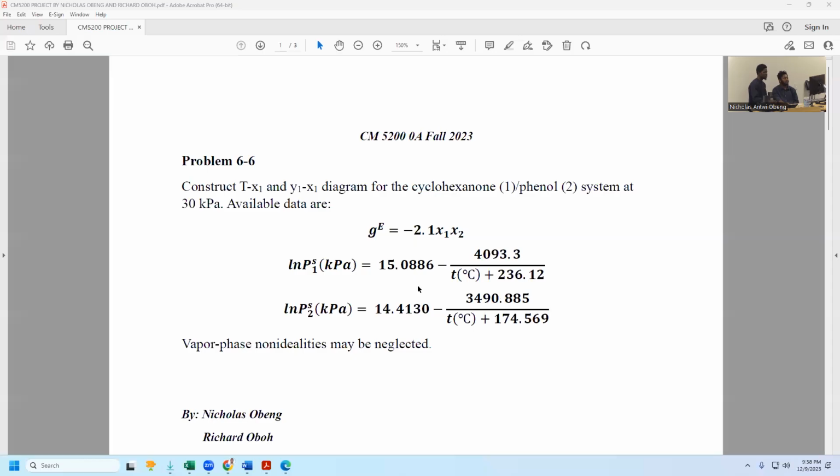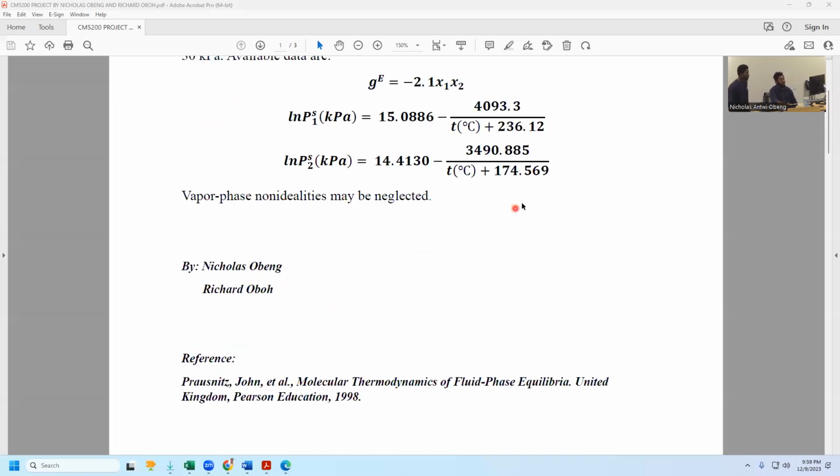Okay, so we are here to take you through the solution of problem 6.6 in Molecular Thermodynamics of Fluid-Phase Equilibria by Prausnitz. The problem is asking us to construct a T-x and y-x diagram for the cyclohexanone and phenol system at 30 kilopascal with the available data. Richard is going to start, then I'll come in later.